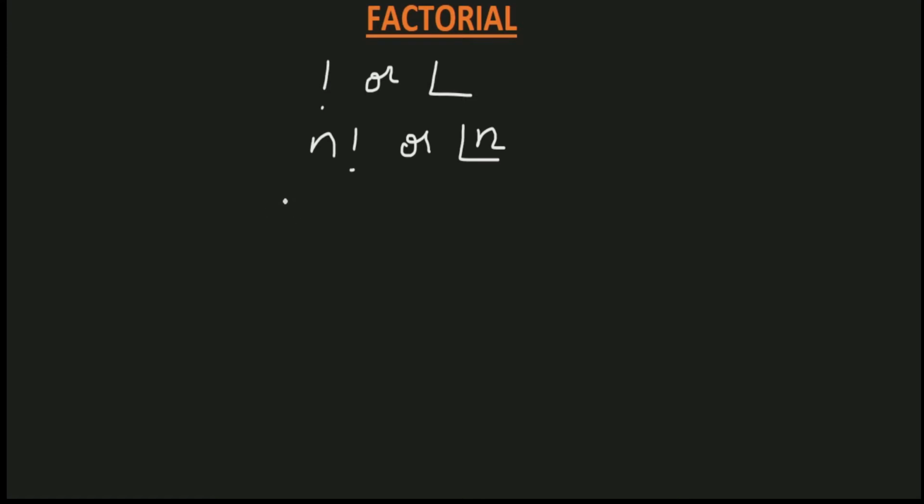The factorial of a number. So what is a factorial of a number? It is nothing but the product of a given positive integer multiplied with lesser positive integers till 1. So students, what is a factorial? It is nothing but the product of a given positive integer multiplied with all the lesser positive integers till 1.